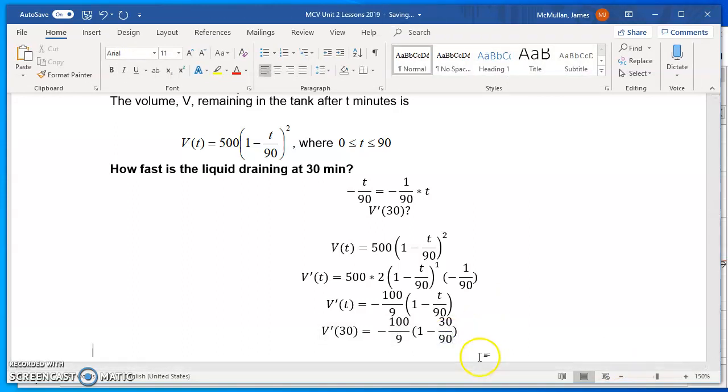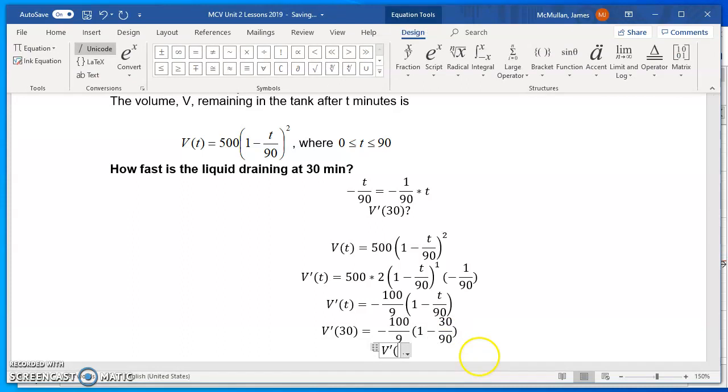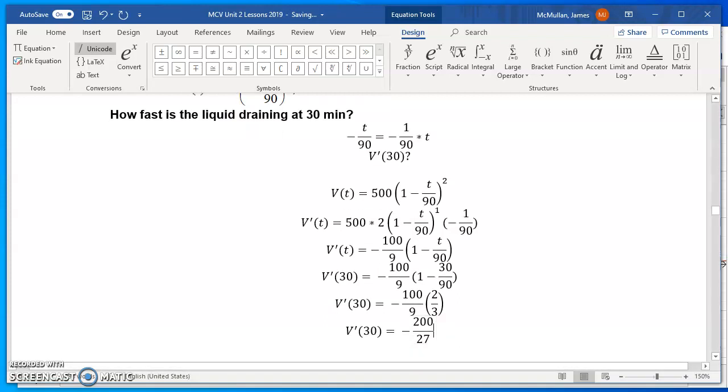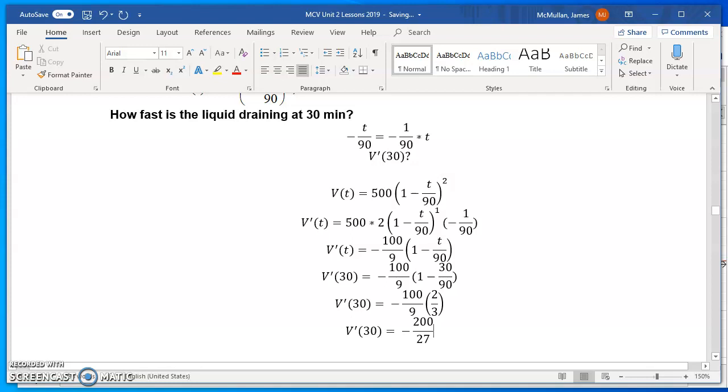So v prime of 30 is equal to negative 100 over 9 times, let's see, 90 over 90 minus 30 over 90 is 60 over 90, and then we're just simplifying this. So let's simplify this 60 over 90 down to 2 over 3, and we get v prime of 30 equals negative 200 over 27. And of course, it's a rate of change question.